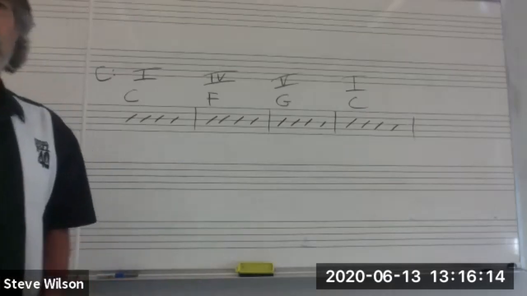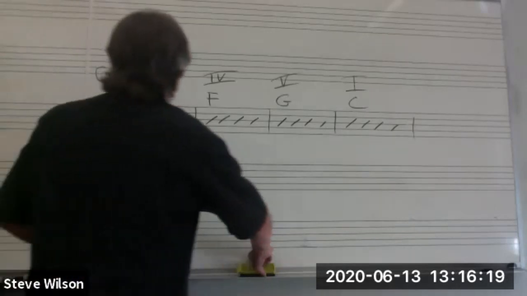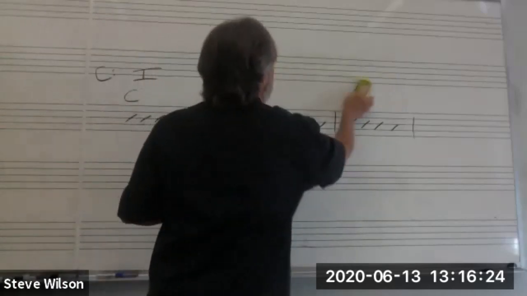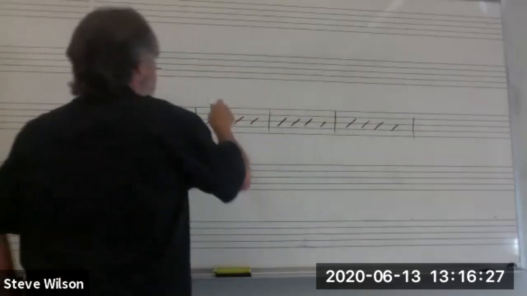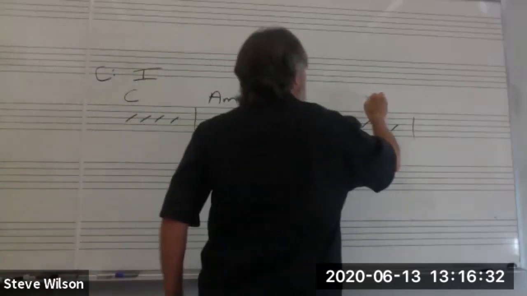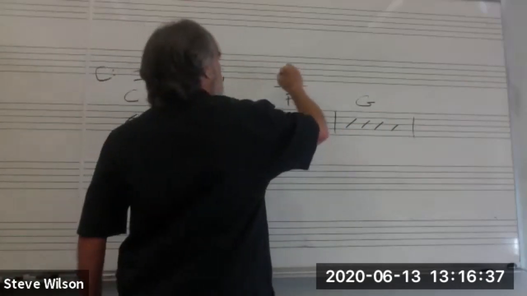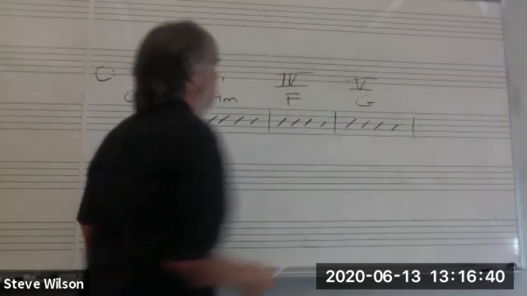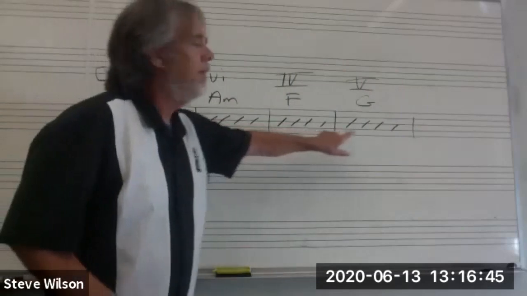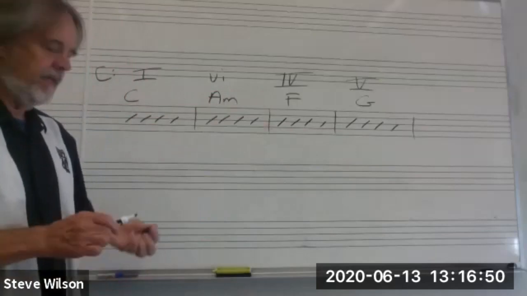Now there's lots of different chord progressions. This is one common one that we find in a lot of styles of music. Let's do a couple of others. This is C, A minor, F, G. This is 1, 6, 4, 5 in the key of C.